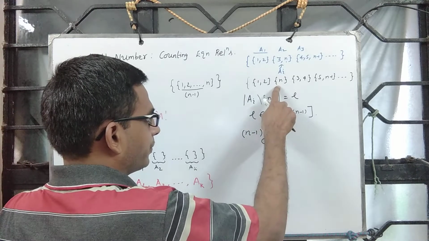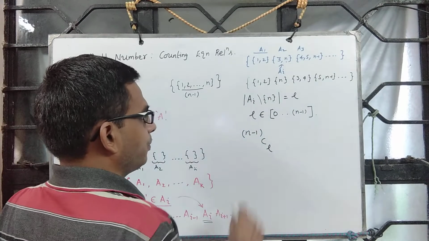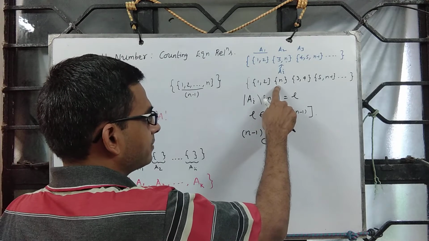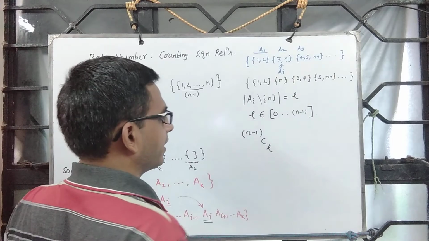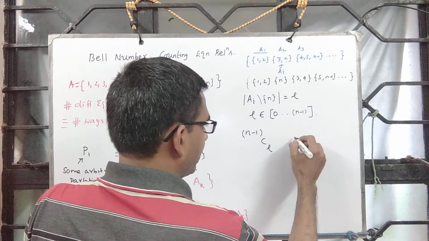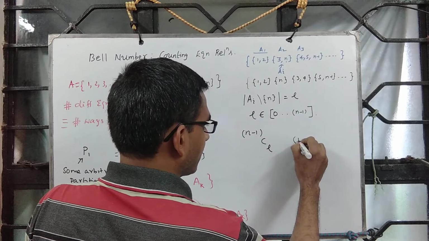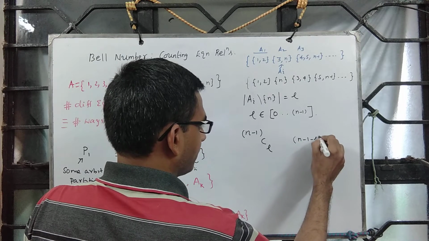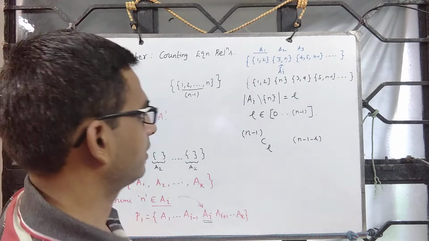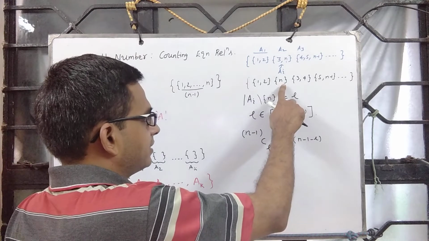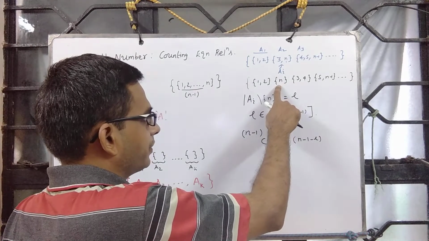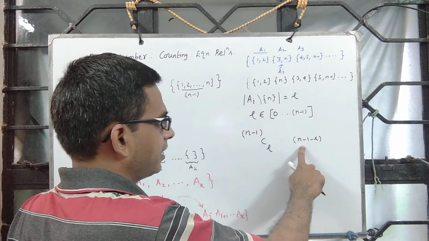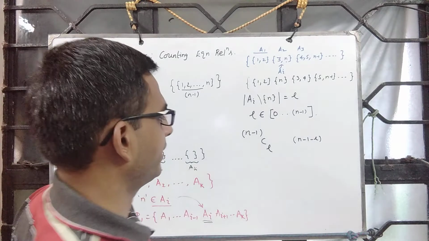That goes into Ai. And once we place L elements into this, what about the remaining elements? Remaining elements are n minus 1 minus L. Correct? And you place L elements into Ai, and you are left with n minus 1 minus L.